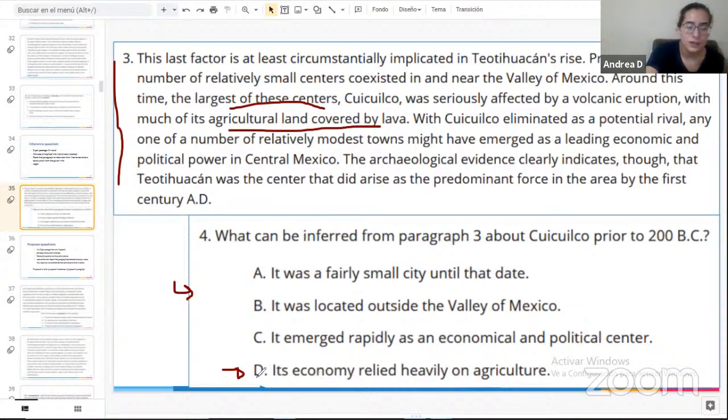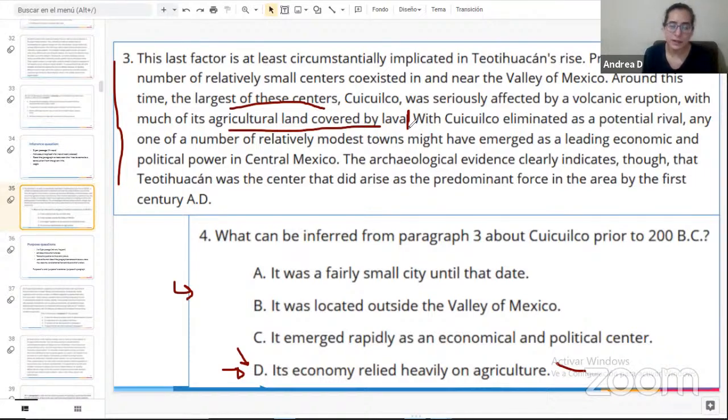And that's option D, isn't it? As Joel says, you know that because the agricultural land was covered by lava, they were eliminated as potential rivals. So why is that? That must be because their economy relied heavily on agriculture. So as you can see, this way you can try to add that information here and it makes much more sense, right?